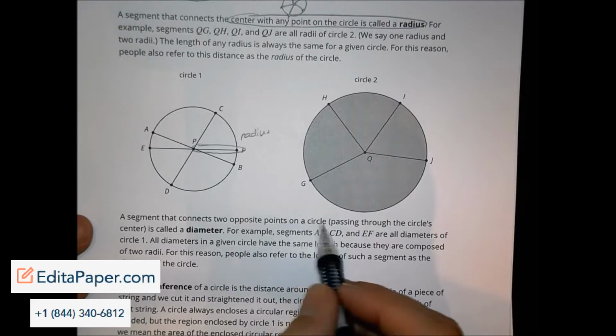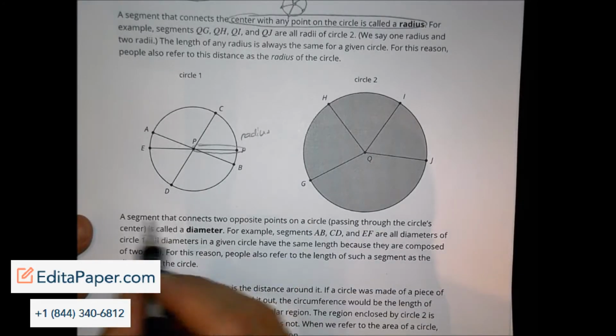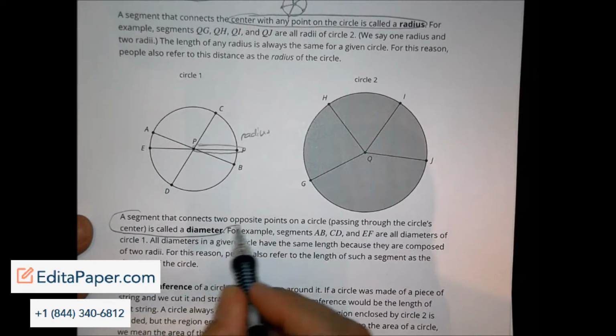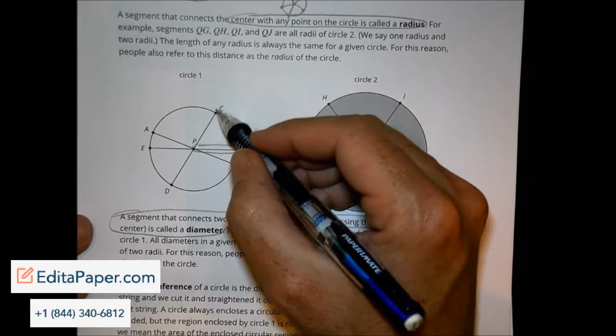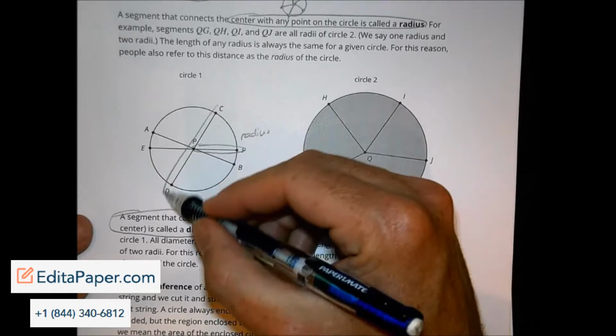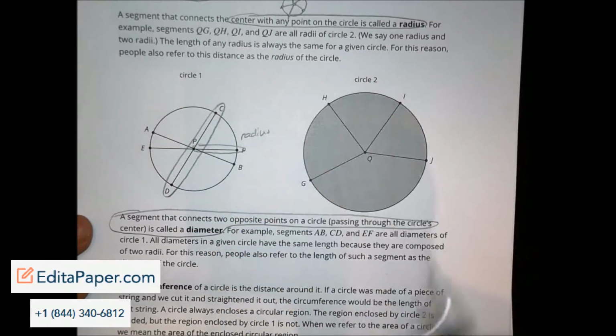Now the other thing we looked at is the segment that connects two opposite points on a circle passing through the circle center, which is called a diameter. So if it goes through the center and connects two points straight across, so C and D, but through the center, we could call that the diameter. Those are ways we would look at that.